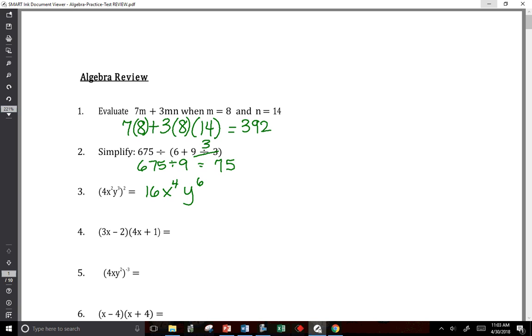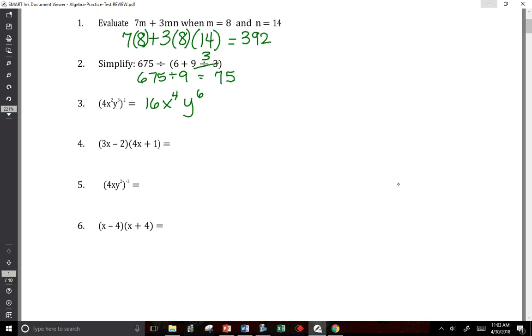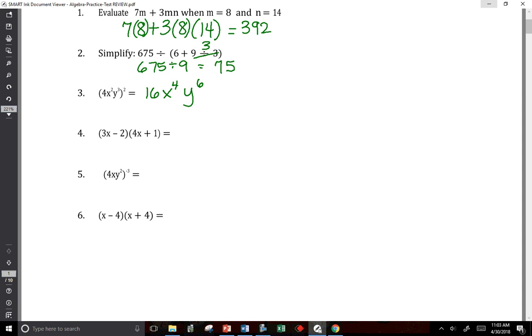Any questions about that? Okay, number 4, what do we want to do with that one? We need to FOIL it. Okay, so 3x times 4x gives me 12x squared. 3x times positive 1 is plus 3x. Negative 2 times 4x is minus 8x. And then negative 2 times positive 1 is minus 2. Our middle two terms can be combined together. They are like terms. So we have 12x squared minus 5x minus 2 would be our final answer there.